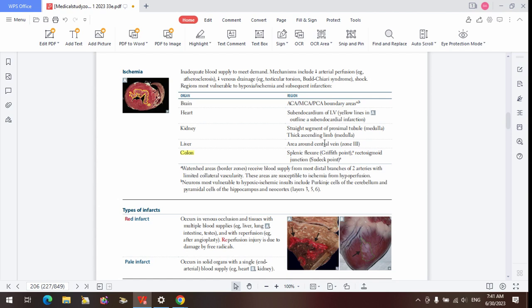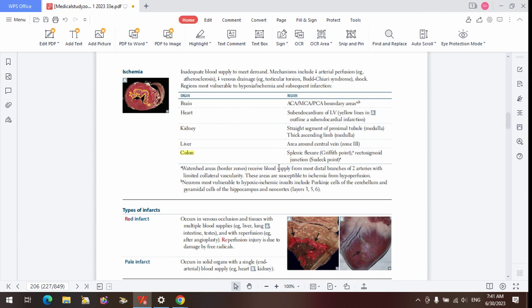We've said that watershed areas are areas of the organs that are supplied by the distal branches of two major vessels without any collateral connection. There's no collateral vascularity. Now, looking at the splenic flexure, what are the two vessels that we are talking about there? We're looking at the connection between the superior mesenteric artery and the inferior mesenteric artery. The distal part of the superior mesenteric artery that is providing the blood supply is the middle colic artery.